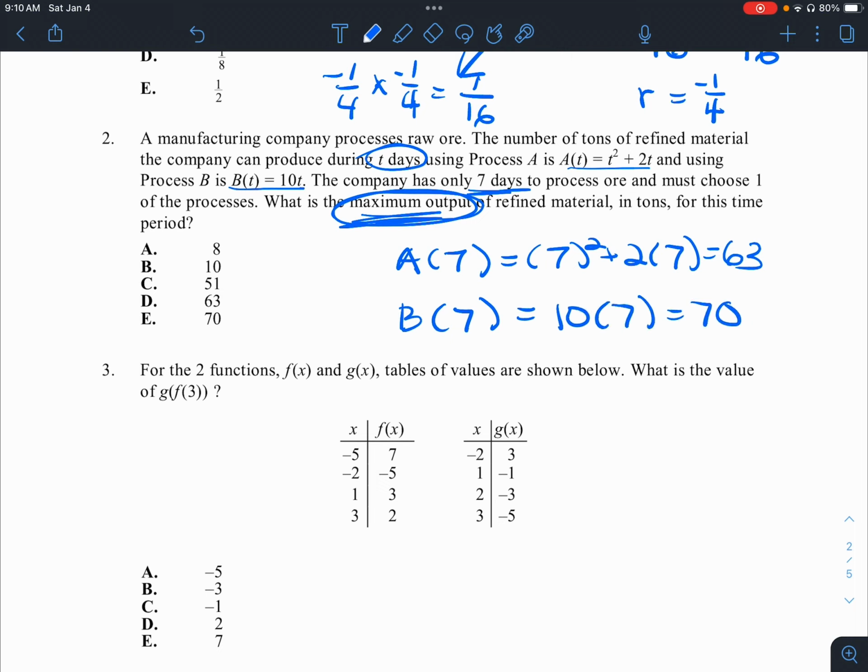The one that produces the max output is option B at 70 tons. So that's actually letter E would be our answer. Okay, let's take a look at number 3.